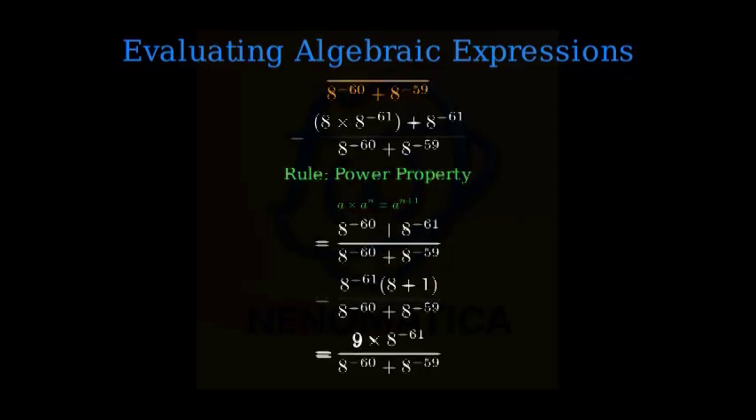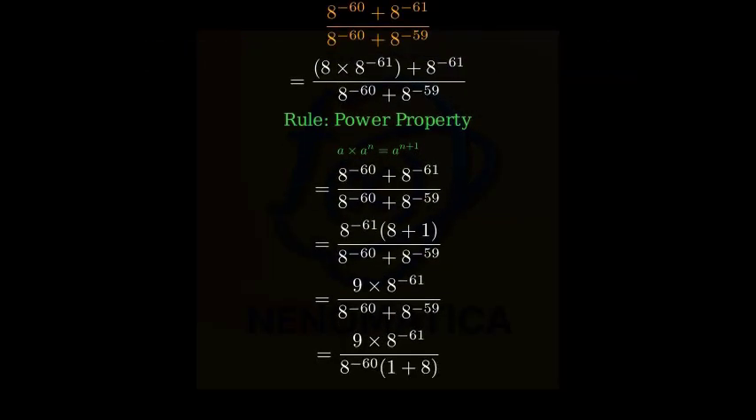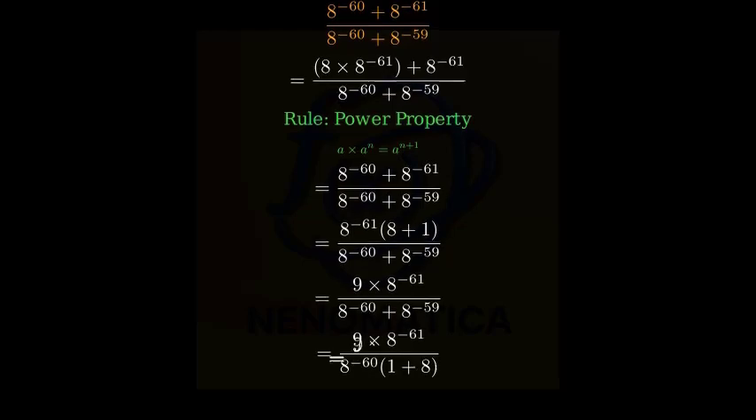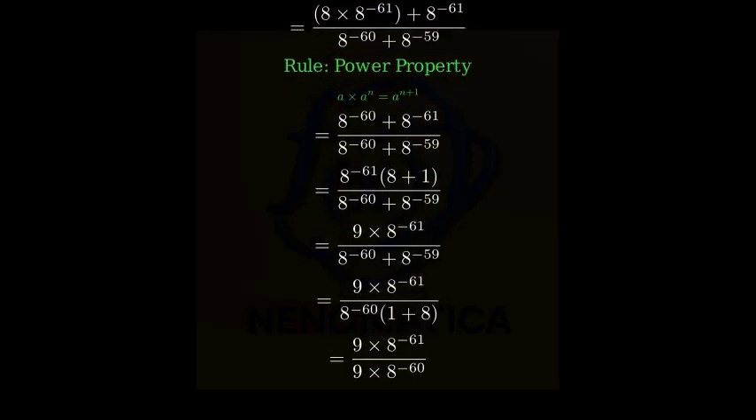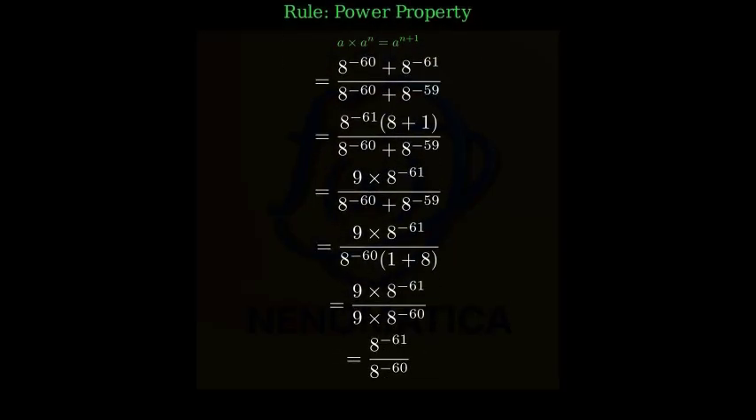Similarly, for the denominator, we can factor out 8 to the power of negative 60. This gives us 8 to the power of negative 60 times the quantity 1 plus 8. The sum in the denominator's parentheses is 9, so we have 8 to the power of negative 60 times 9. Now, we can cancel the factor of 9 from both the numerator and denominator.